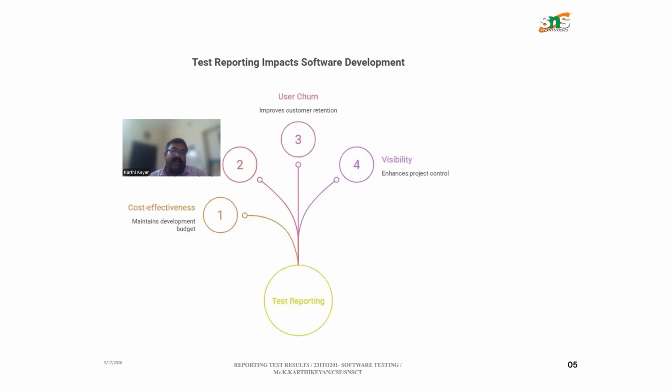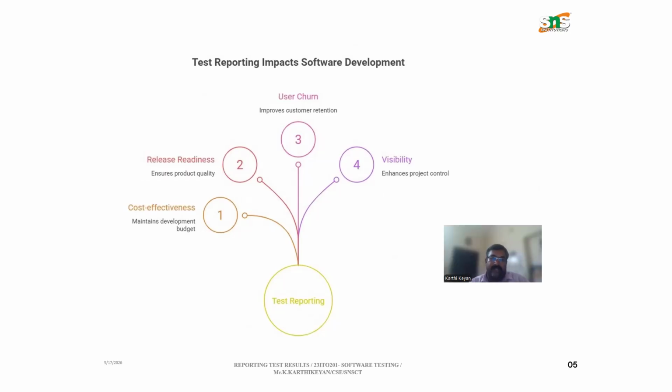So, the impact of test reporting on software development. Based on this, we have four parts. First thing, cost effectiveness. Second, release readiness. Third, user churn. And fourth, visibility. So cost effectiveness: maintain the development budget based on your area.